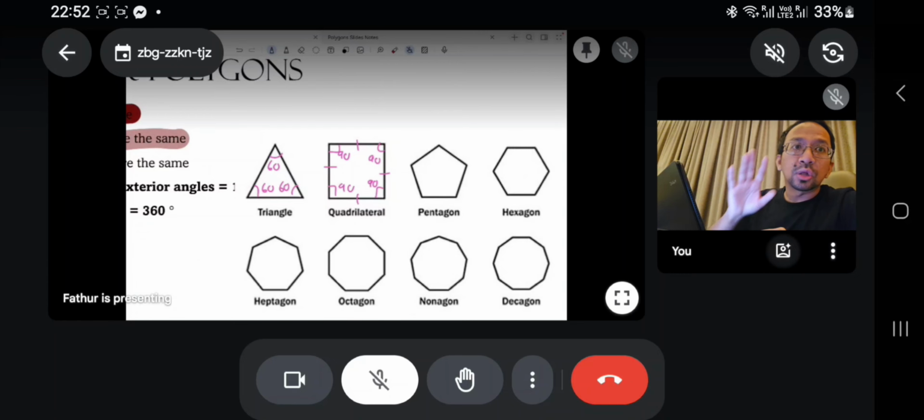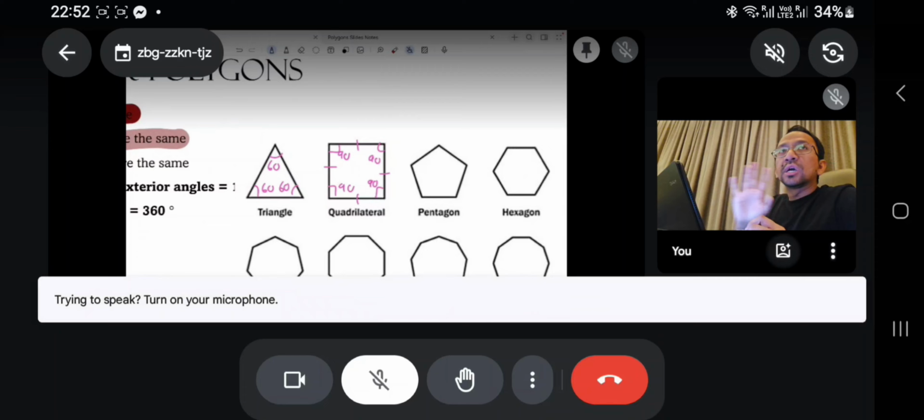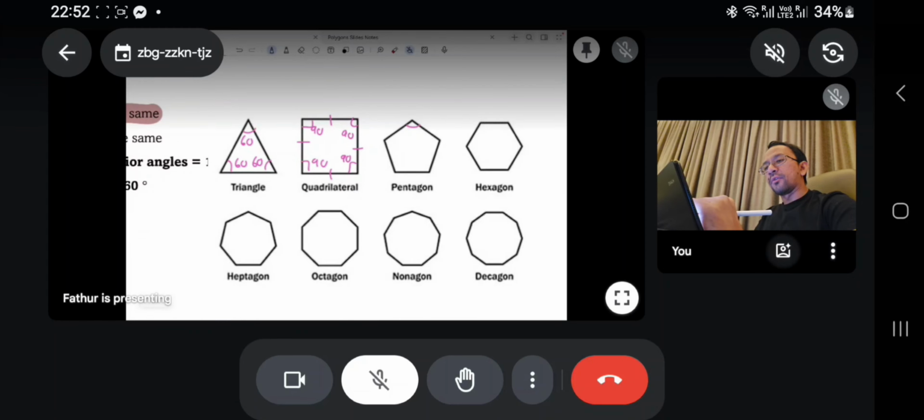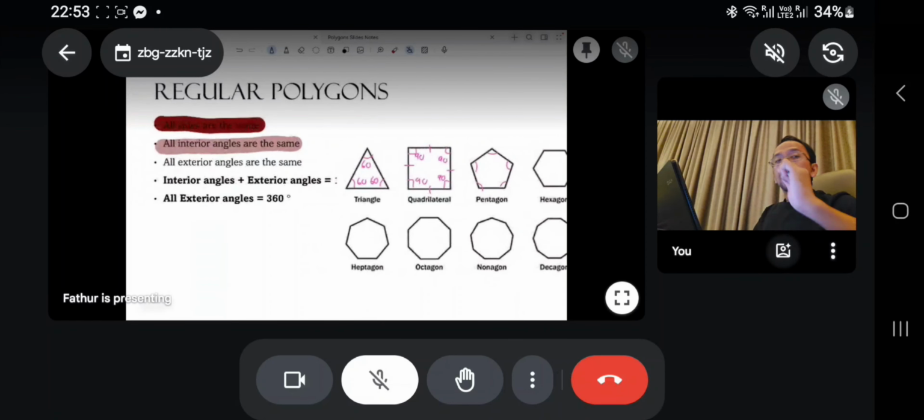A quadrilateral with all sides the same is a square or a diamond. A rectangle is not a regular polygon, because the sides are different sizes. And then for five sides, a pentagon, all the sides are the same, and a hexagon, and so on and so forth. Okay? What you need to know for all polygons.